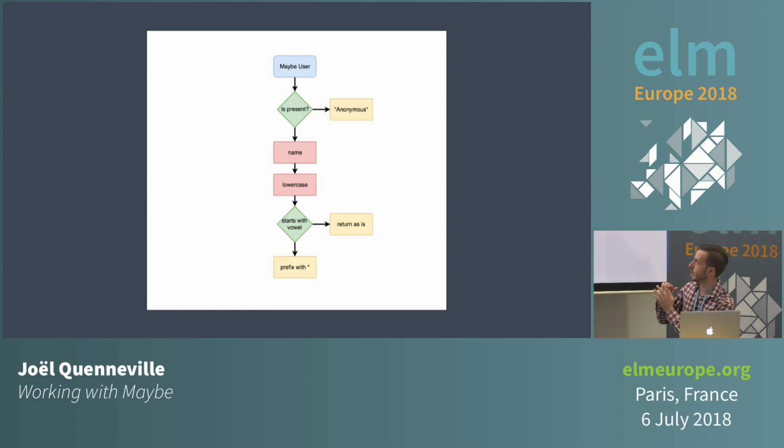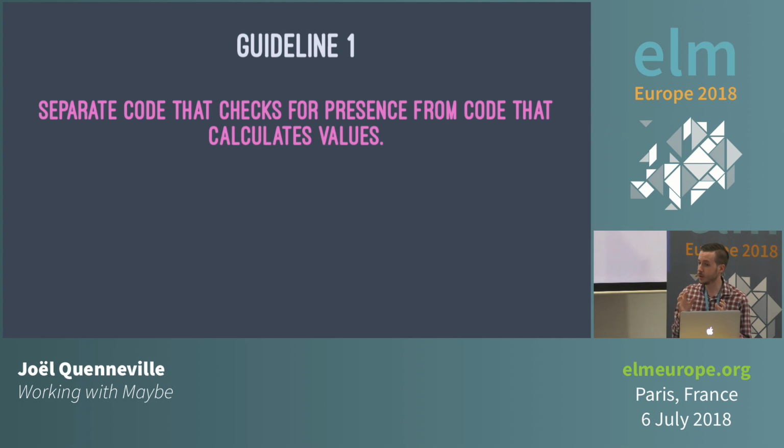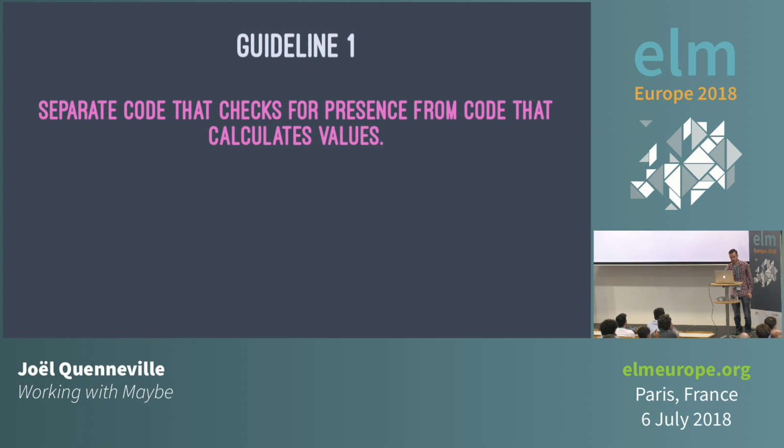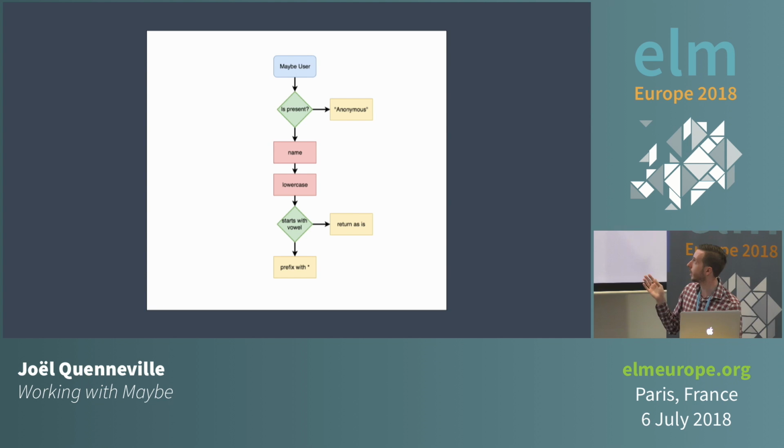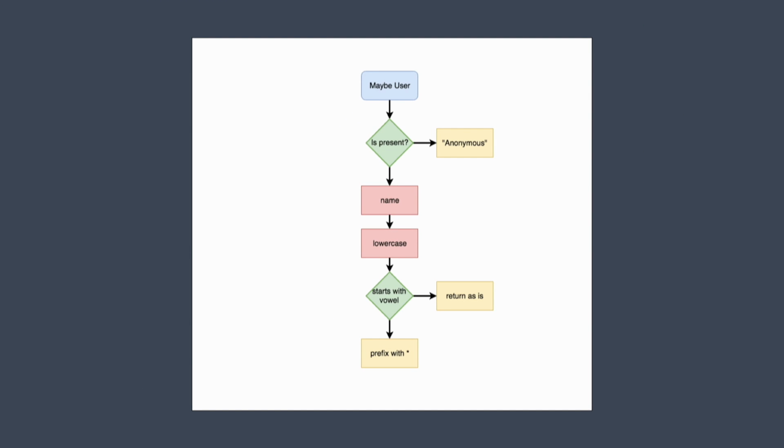So if we do want to split it and say, OK, sometimes we do anonymous and sometimes we do all this other stuff, this brings up a really important guideline, which is that when dealing with uncertainty, we want to separate code that checks for presence from code that calculates values. So if we look back again at our control flow diagram, we've got all of this logic here. And here's how we would like to split things up. Here's our core business logic. That should be on its own. That should not have any uncertainty in it. And then separately, we have logic that deals with the maybe.